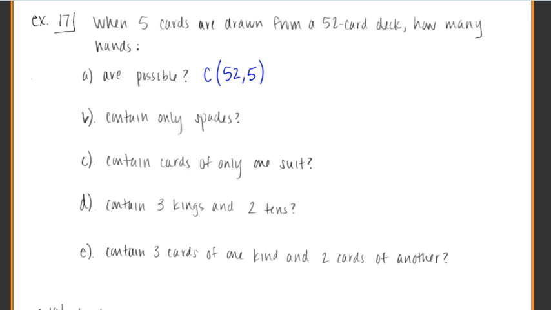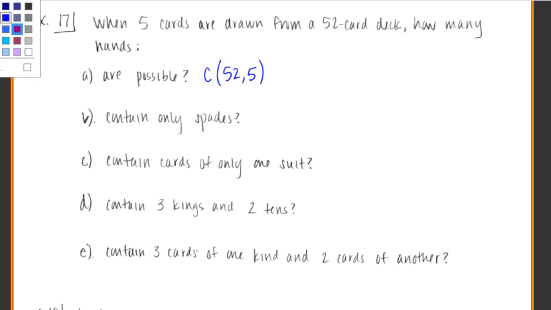In general, what you're doing when you want to play poker is you're wanting to play all 5 cards together as a whole, as a team. So it really doesn't matter which one is picked up first or second. So definitely here we're talking about a combination. Okay. So going on to part B, how many of those 5 cards are going to only contain spades?